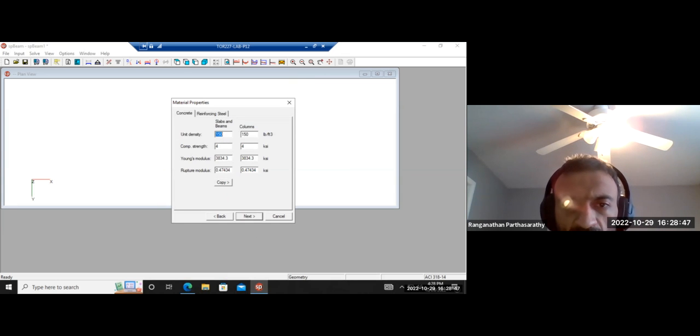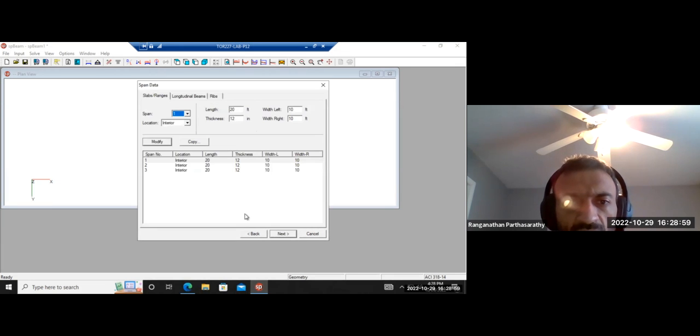Concrete is 4000 psi, that's fine for both columns and beams. Modulus and modulus of rupture, that's fine. Steel is 60 ksi, modulus is always the same, that's fine. Now span 1. So slabs. This is a bit tricky in SP Beam, SP Slab. Both are the same software. We don't have a slab here. So what we do is width and thickness, you just give us 0.